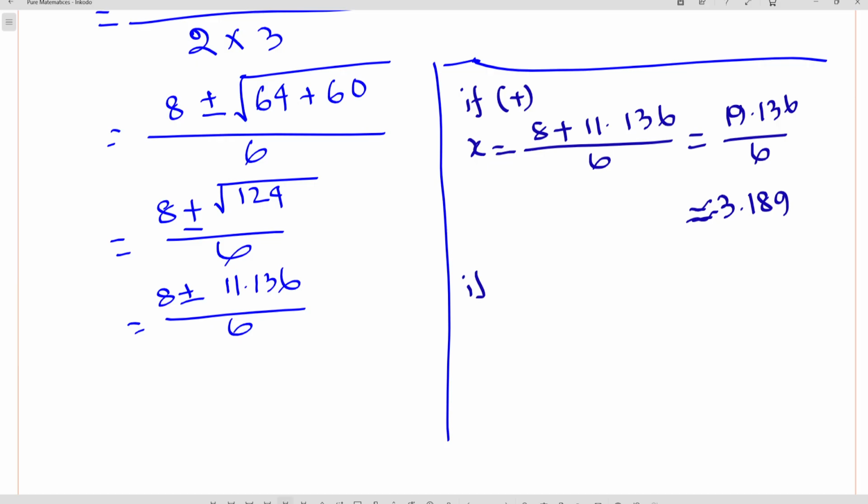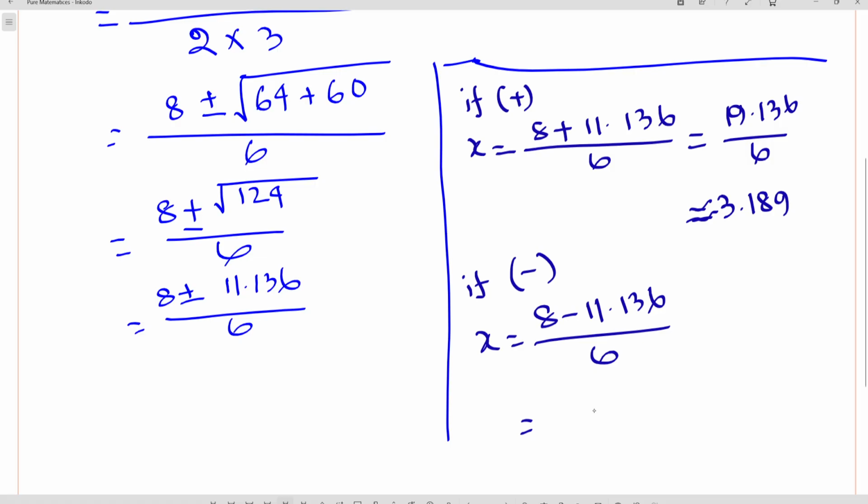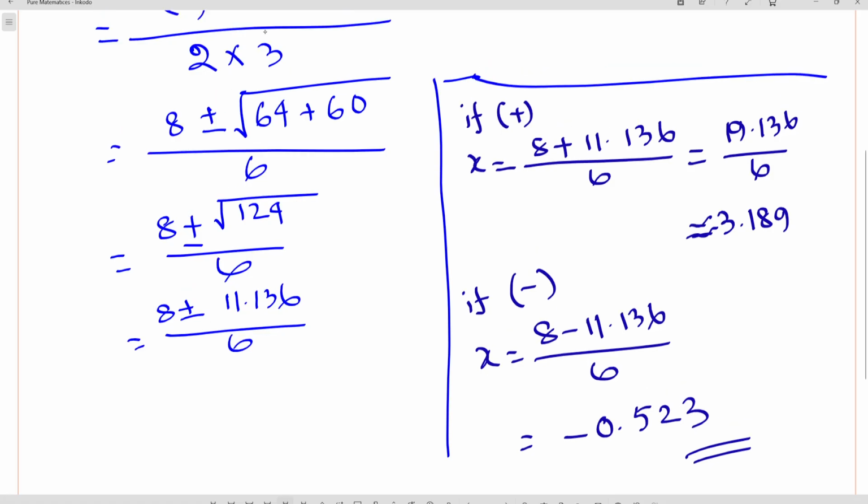Another one, if negative, then x equals 8 minus 11.136 divided by 6. So we can use a calculator. So first 8 minus 11.136. So this one becomes minus 3.136 divided by 6. And finally we get minus 0.523. This is our answer.